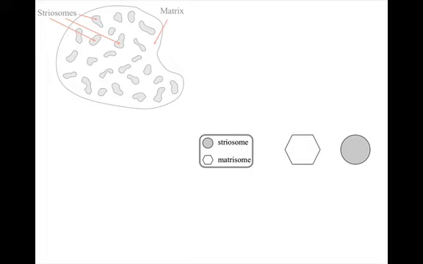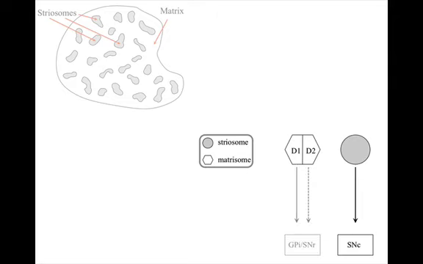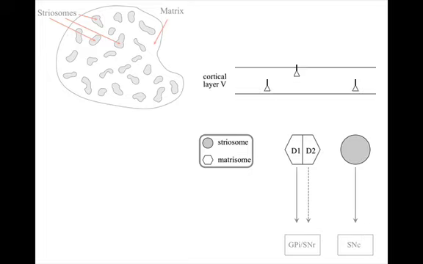There are pronounced differences in the connectivity of striasomes and matrosomes. The direct and indirect paths to the GPI-SNR originate in the matrosomes. The striasomes project to the SNC, where the dopaminergic neurons are located.